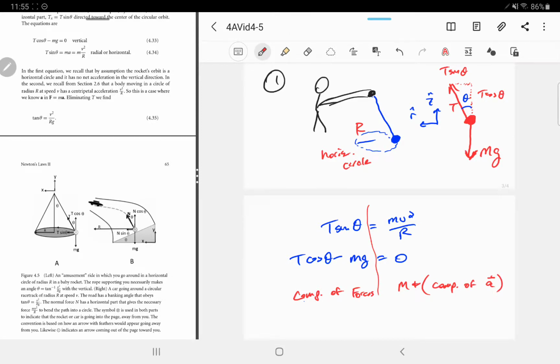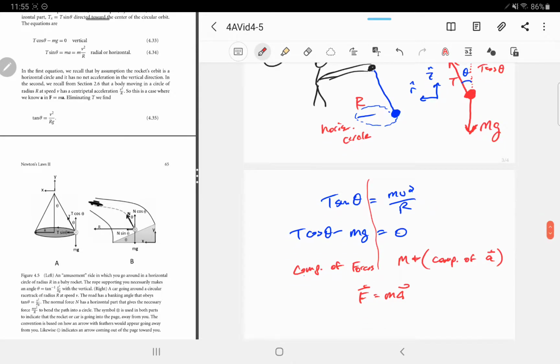Okay, so these are scalar equations because we're taking the vector equation f equals ma, and this gives us several different equations. So f equals ma, if you dot the radial component into both of these, you get this one right here. So this is the radial components of this equation. And then this is the z components of this equation.